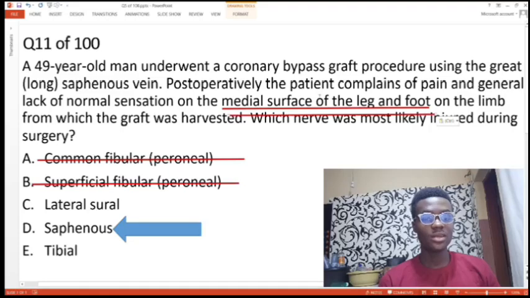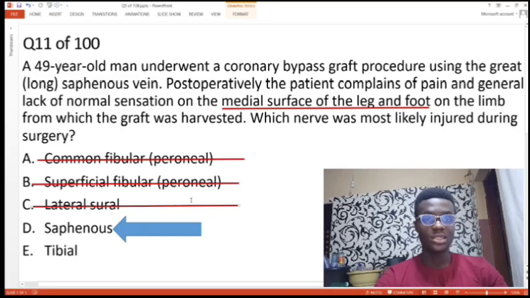The lateral sural nerve, from the name, lateral sural, it means it does not have anything to do with the great saphenous vein. Lateral sural nerve supplies the skin on the lateral border of the sole of the foot, and the superficial fibular nerve supplies almost all the skin on the dorsum of the foot, except for the first interdigital cleft, which is supplied by the deep peroneal nerve, the medial border, which is supplied by the saphenous nerve in question, and then the lateral border, which is supplied by the sural nerve. So every other region apart from these three regions is actually supplied by the superficial fibular nerve, and it also supplies the lower one third of the lateral leg.